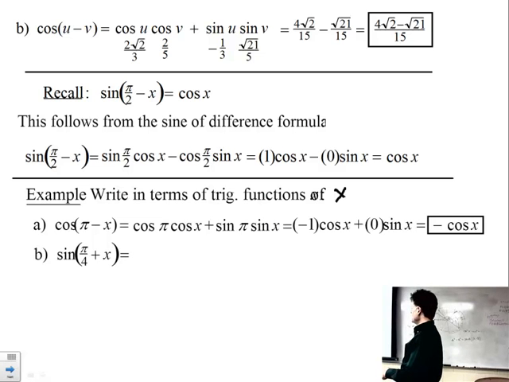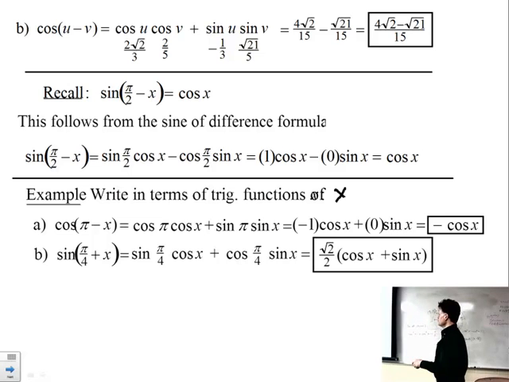Sine of pi over 4 plus x. Well, plug that in. Sine of pi over 4 cosine x plus cosine of pi over 4 sine of x. These two things are the same. They're both root 2 over 2. So I get root 2 over 2 times cosine x plus sine x.